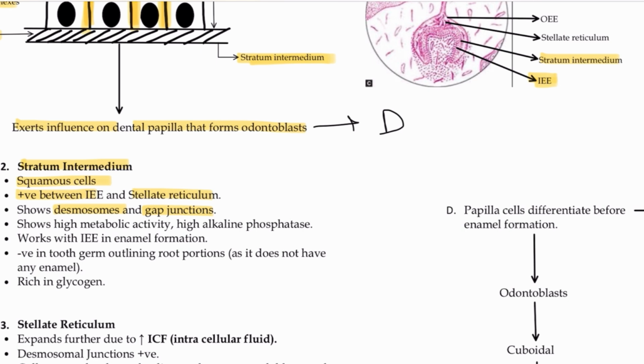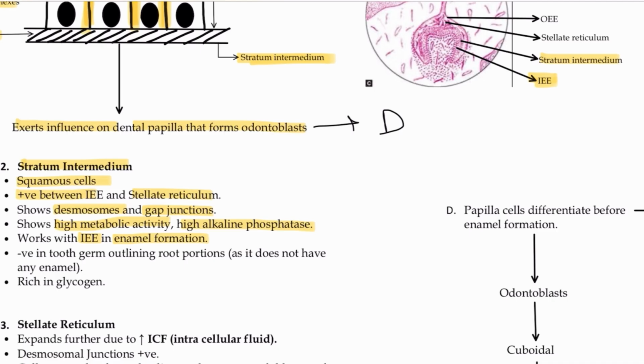In all the others there were desmosomes. They show high metabolic activity and high alkaline phosphatase. Very important. They show high metabolic activity, and because of that they have high alkaline phosphatase. Works with inner enamel epithelium in enamel formation. So this is working with the IEE.